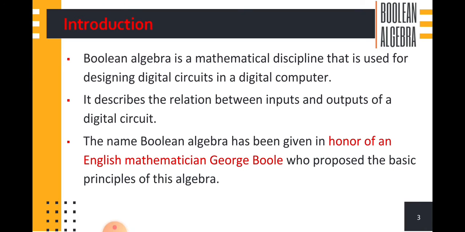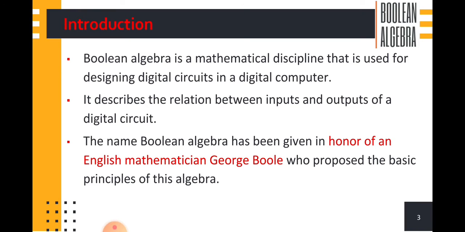First, the introduction to this lesson: what is meant by Boolean algebra, and who developed it. Boolean algebra is a mathematical discipline that is used for designing digital circuits in digital computers. We already studied algebraic problems in 10th standard, no? The same way here also we are going to discuss Boolean algebra. So Boolean algebra is a mathematical discipline.